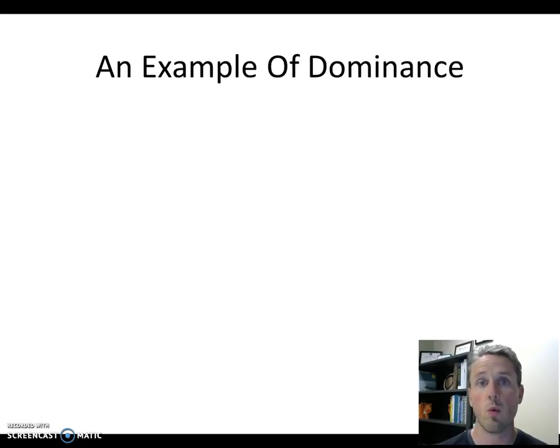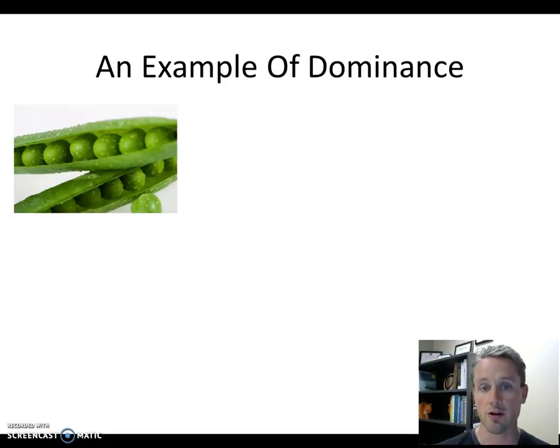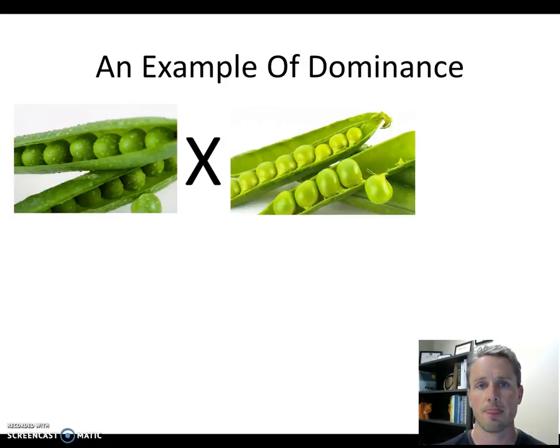Let's use one of those traits as an example, and we're going to use seed color. Mendel had plants that were either green seeded or yellow seeded. What Mendel did is he wanted to understand how these two versions of this trait, the color of the seed, related to one another. So Mendel took some pea plants that had only green seeds, and he mated them to pea plants that had only yellow seeds. Then Mendel looked at the offspring of that cross.